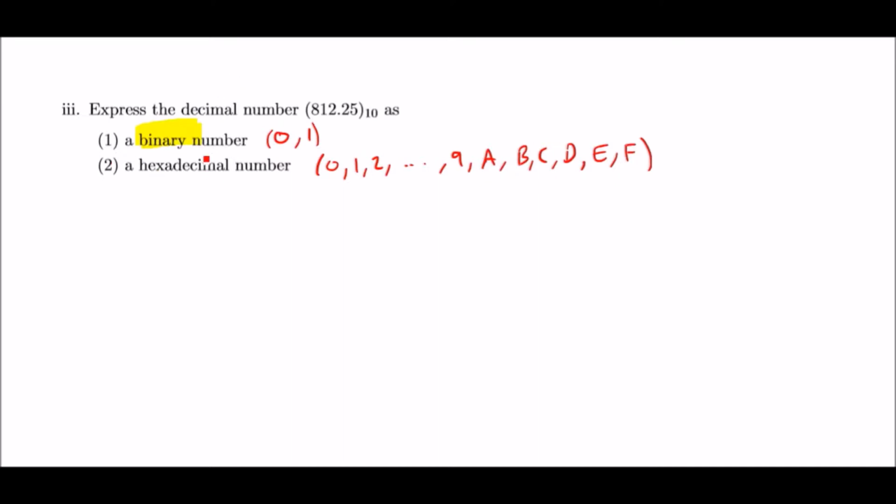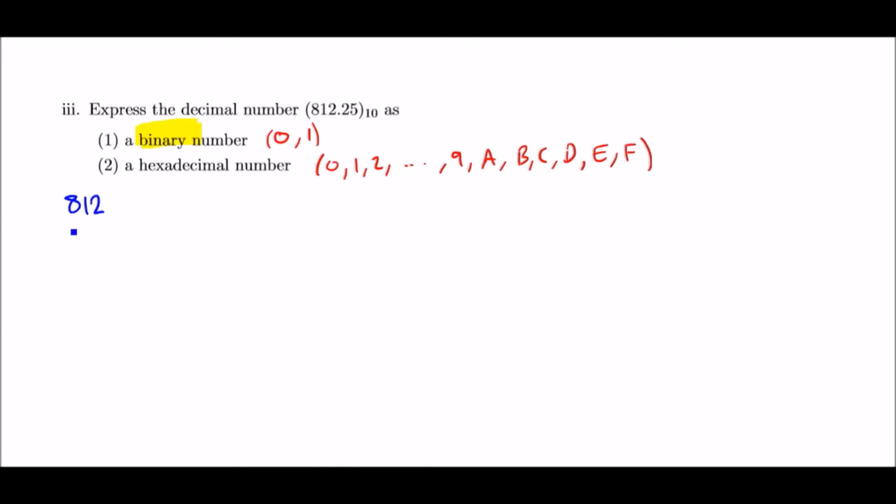So let's do the first one first. Let's express the decimal number as a binary. Now, the way this works, we need to work with firstly the whole number part, and then next we work with the fractional part, the 0.25. So let's do this in steps. So working with the whole number first, so let's start with 812.